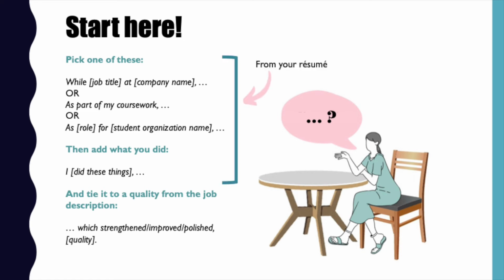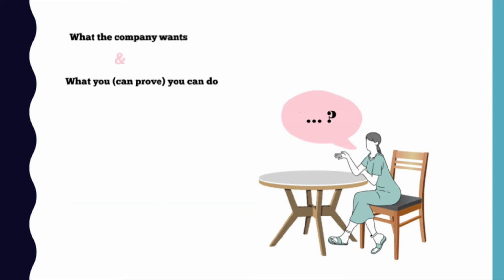This is the stuff that comes from your resume, which strengthened a certain quality. That quality is what we got from the job description. So what we're going to do is draw a parallel between what the company wants and what you can do, and then polish it up. These parallels that you draw will become recyclable.